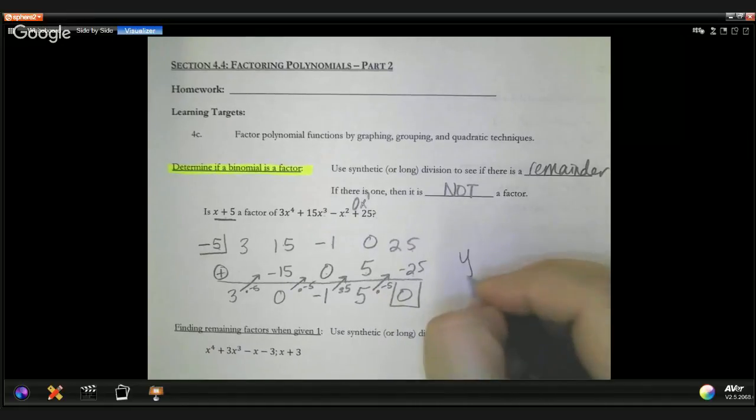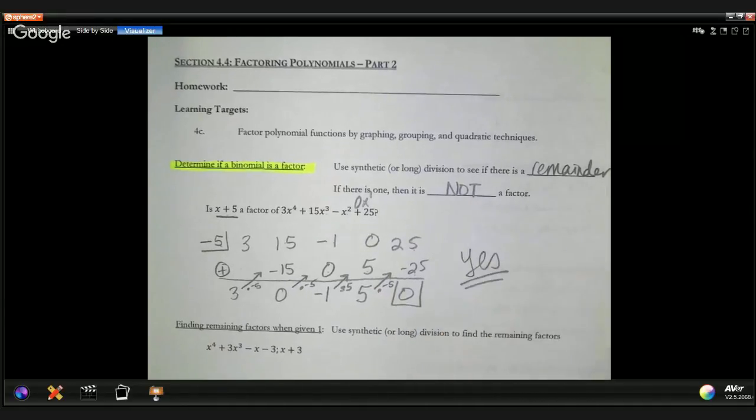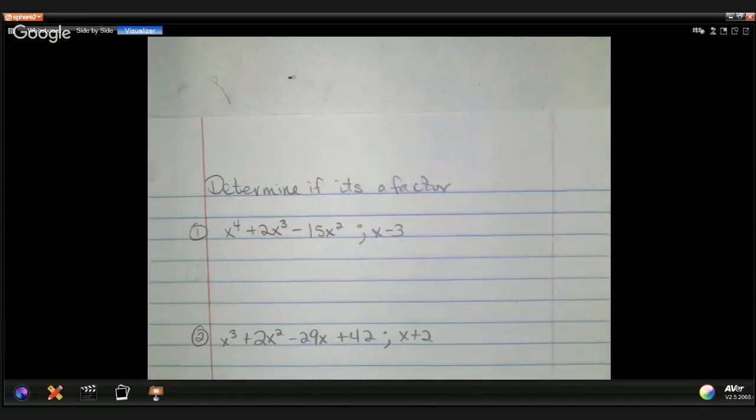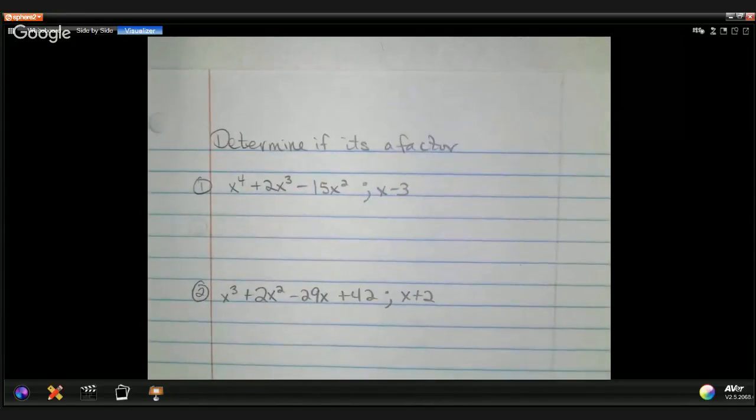So this is a yes. Because we got a remainder of 0, or no remainder, we know that it's a factor. So again, I started off by putting my number in my box, and remember, it's the opposite. Then you have to make sure that they go in decreasing order. You write the coefficients and use synthetic division. So what I'd like you to do now is copy down 1 and 2 and try these. See if you can determine whether or not these are a factor.